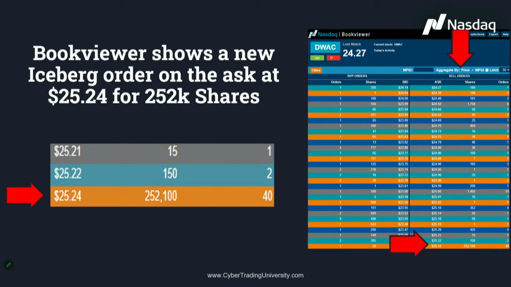But if you didn't get out there, Jill, look what ended up happening. Stock came right back down to $20, and that's how you convert a winner into a loser, and that's not what you want to do, and that's why the BookViewer is such a valuable tool.